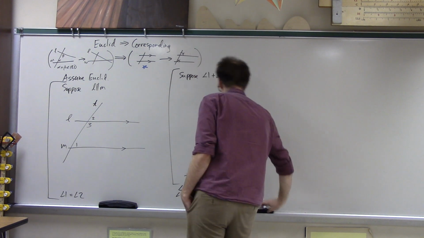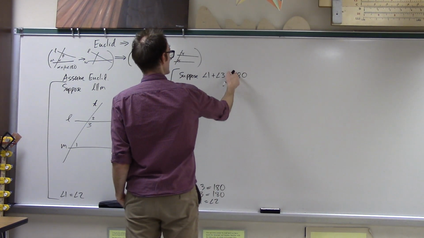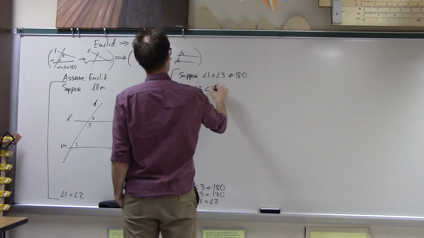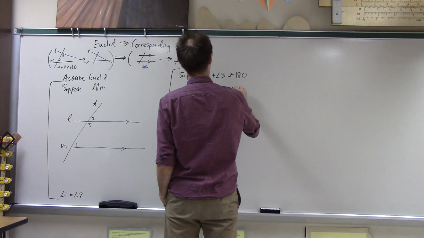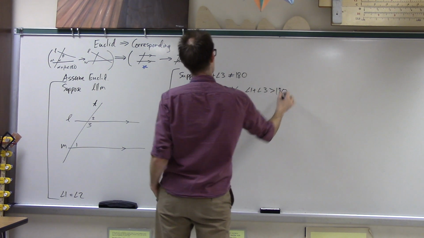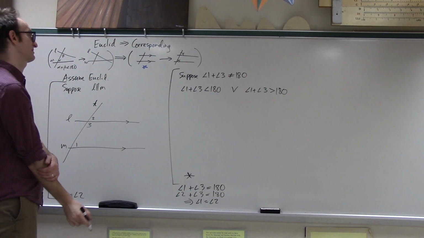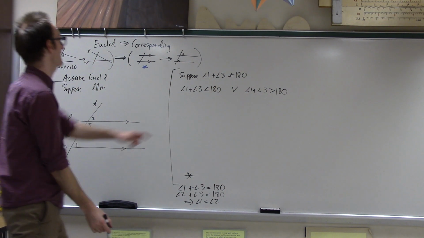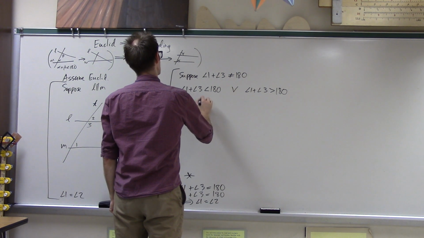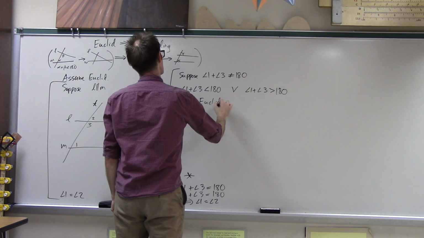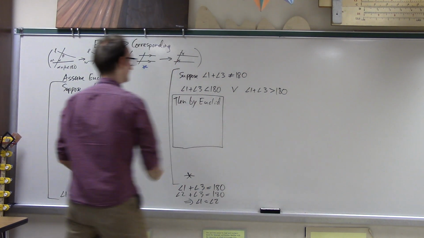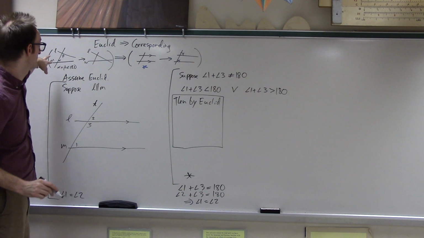Because, as I said before, if it's not equal to 180, it's either less or more. So if 1 plus 3 is less than 180 is one case, or angle 1 plus angle 3 is greater than 180. Well, both are impossible. If 1 plus 3 is less than 180, then by Euclid, and now I'm going to explore that case here, by Euclid, that's exactly what Euclid says.